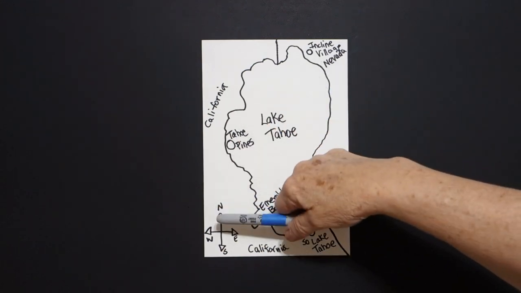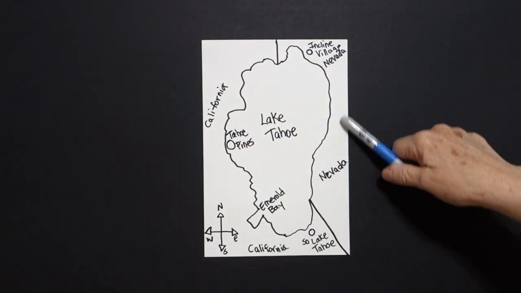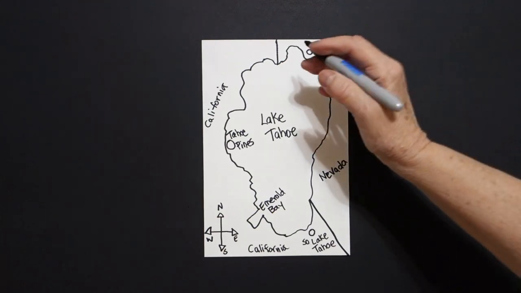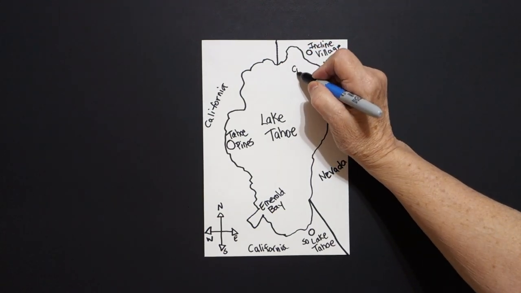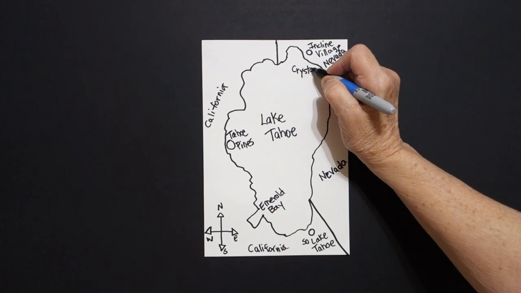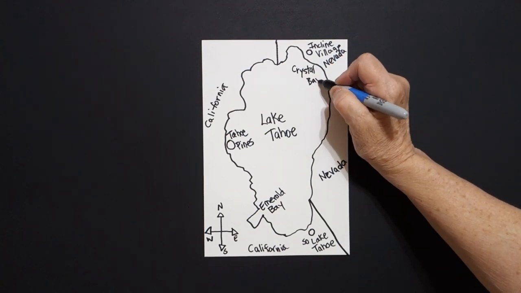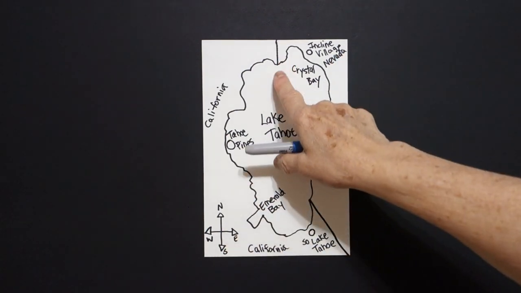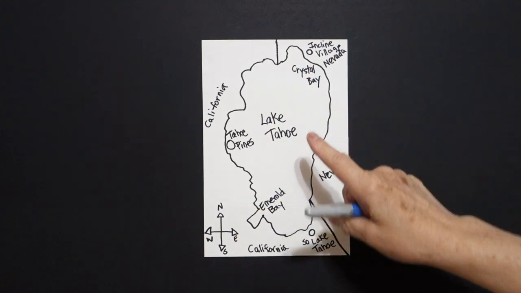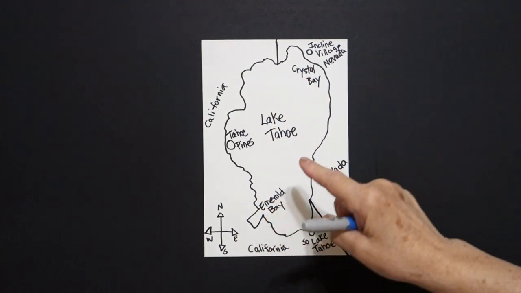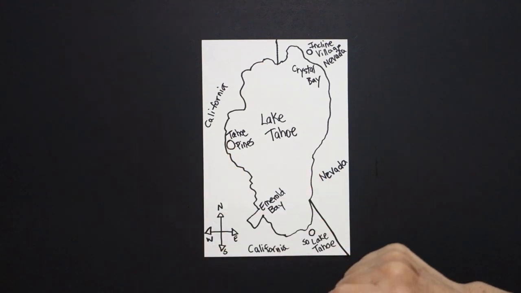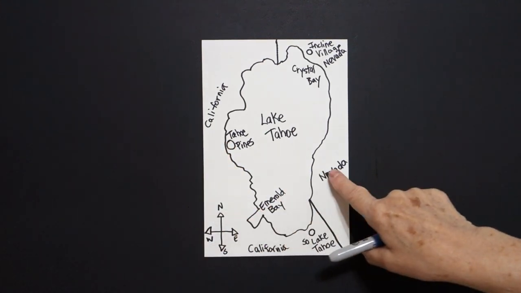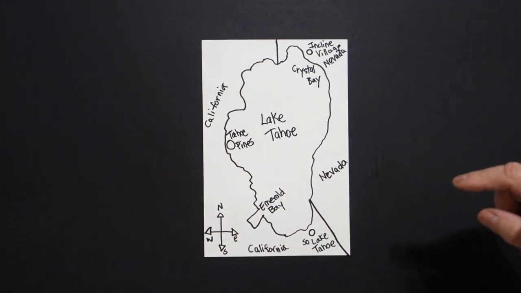This is all California. This is all Nevada. Oops. Right up here at the top, Crystal Bay. So for each coordinate, in the north is Crystal Bay, in the south is Emerald Bay, in the west is Tahoe Pines, and over here on the east is Nevada.